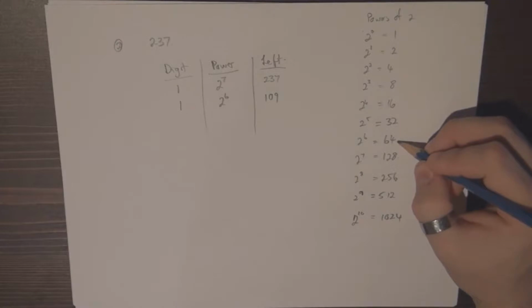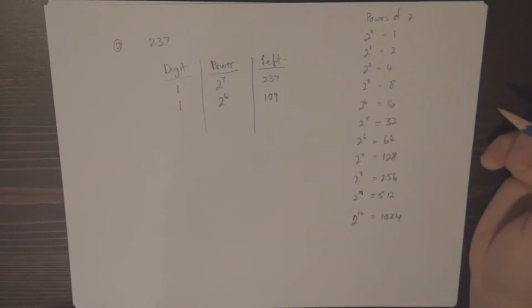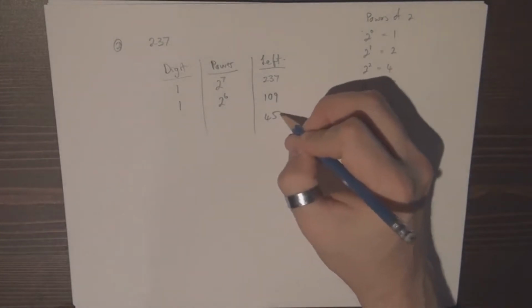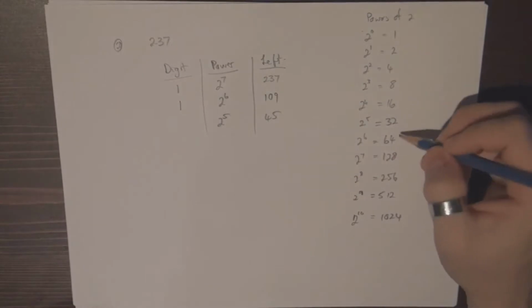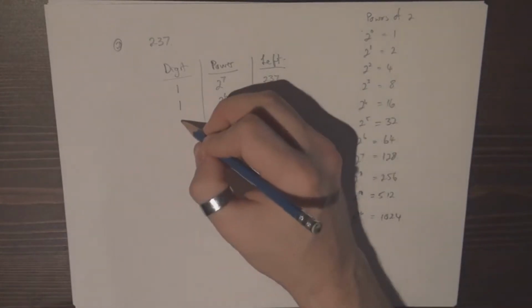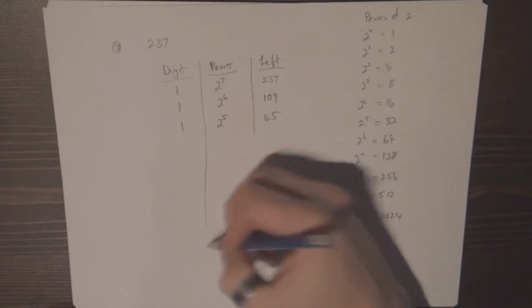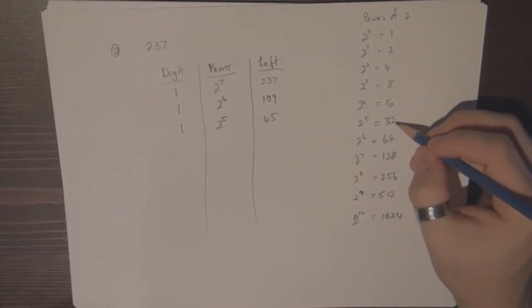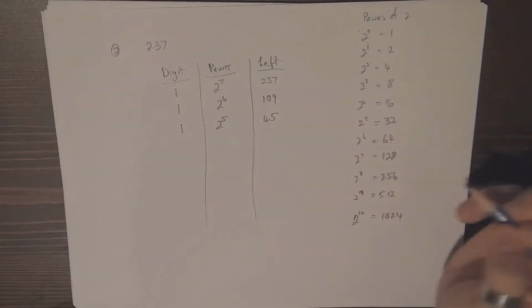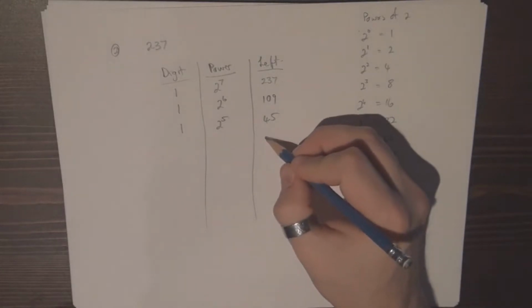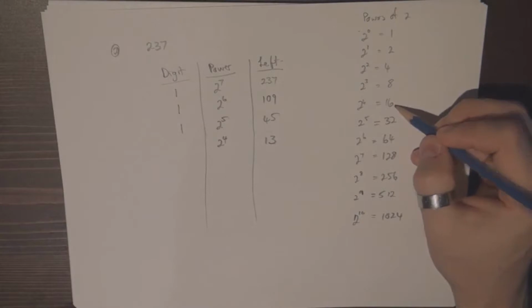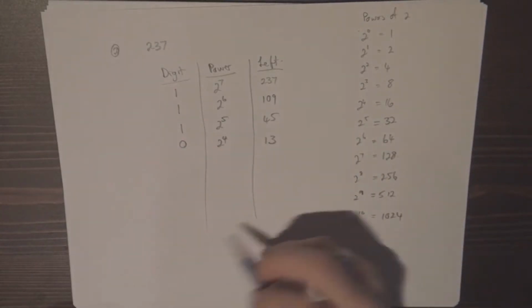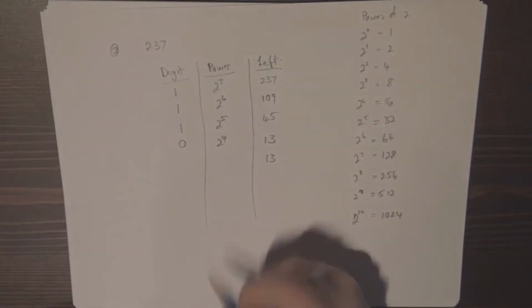So now 2 to the 6 is 64, so I take that away from 109, and I get 45. Next power of 2 is 2 to the 5. I can fit it in, it's 32. So I fit in 1. Let me extend my lines here. I've used 32. How much do I have left? Well, the difference is 13. The next power is 2 to the 4, which is 16. That's too big, so I can't fit any of that in, and I still have 13 left.